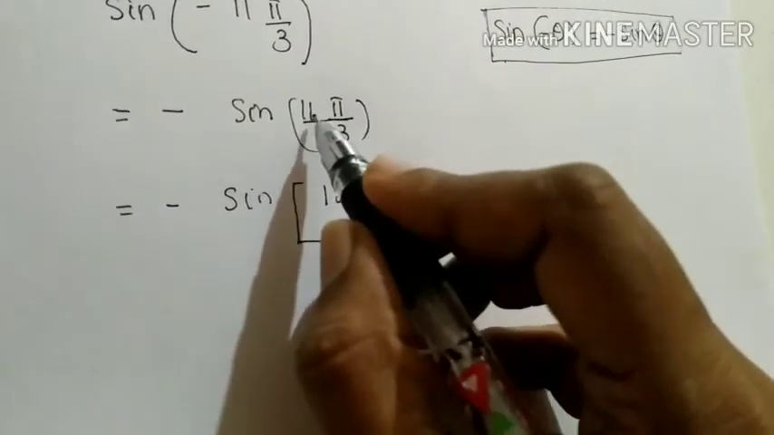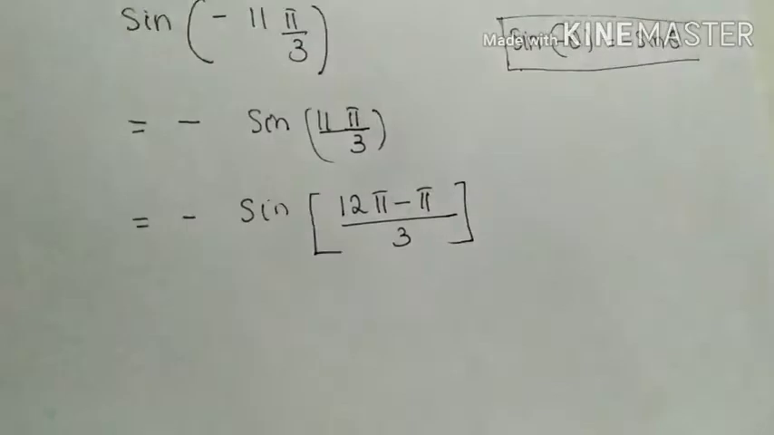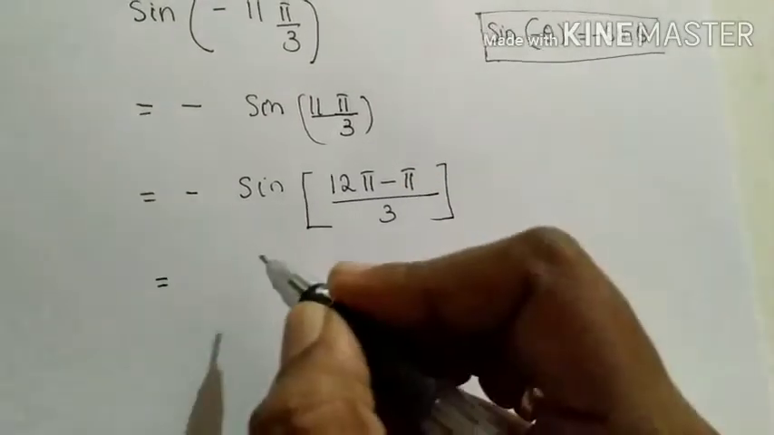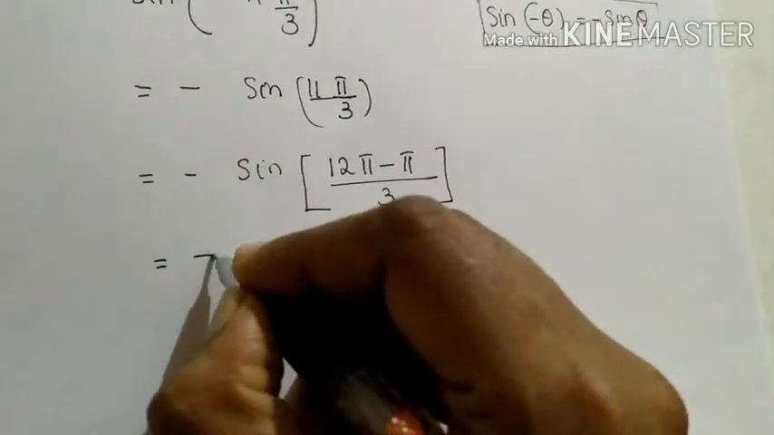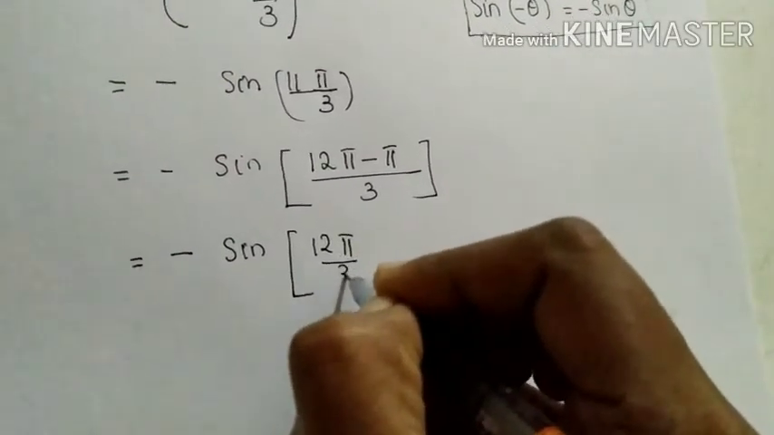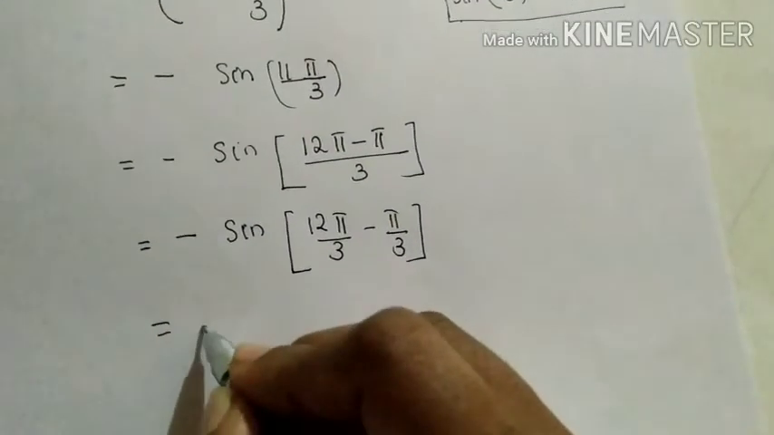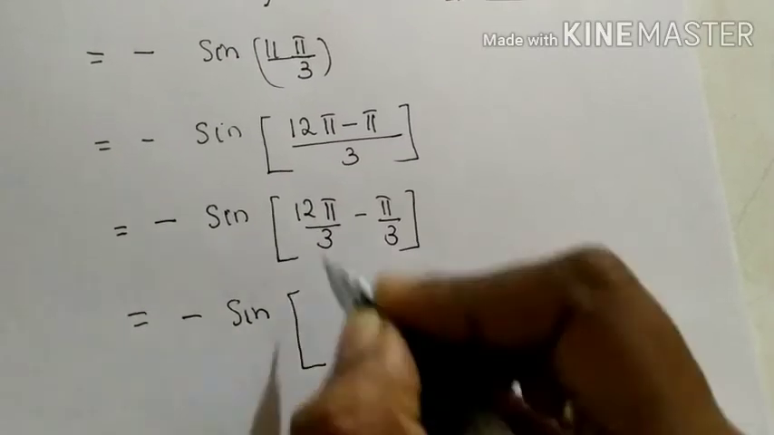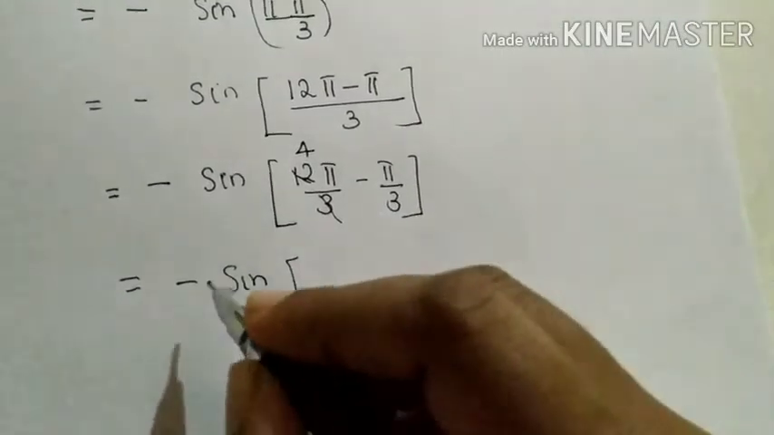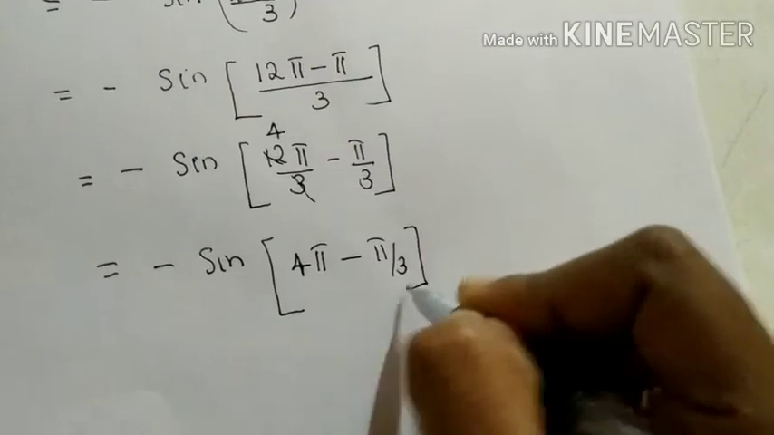So replacing this 11 pi as 12 pi minus pi, and the denominator remains the same, and dividing individually, we get minus sine of 12 pi by 3 minus pi by 3, which is further equal to, 12 by 3 cuts into 4. So we get minus sine of 4 pi minus pi by 3.